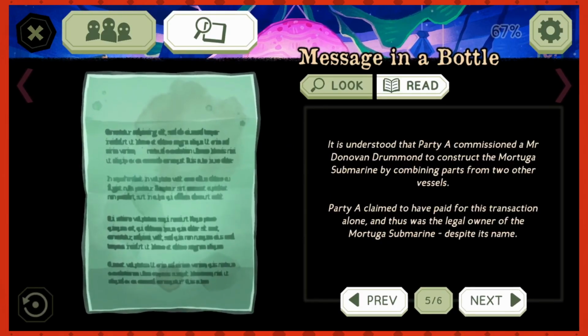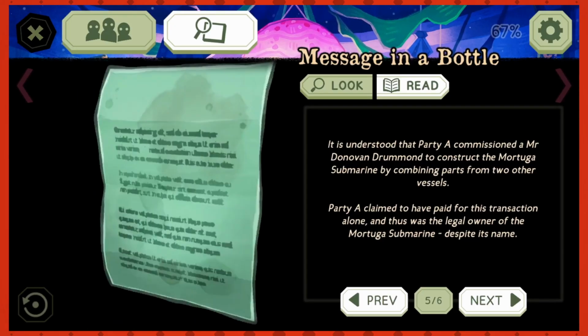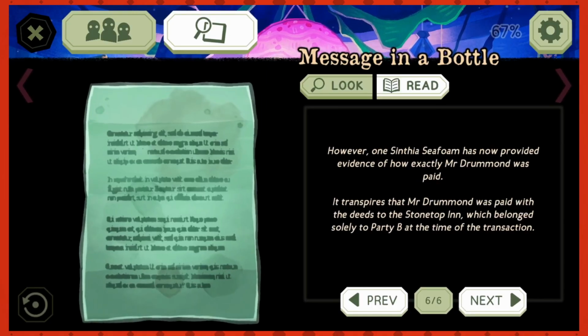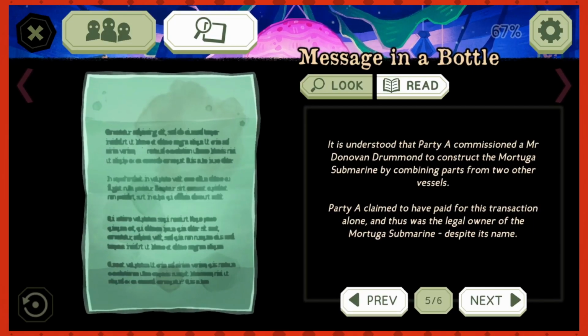There's the drawing. It is understood that Party A commissioned a Mr. Donovan Drummond to construct the Mortuga submarine by combining parts from 2 other vessels. Party A claimed to have paid for this transaction alone, and thus was the legal owner of the Mortuga submarine, despite its name. However, one Cynthia Seafoam has now provided evidence of how exactly Mr. Drummond was paid. It transpires that Mr. Drummond was paid with the deeds to the Stone Top Inn, which belonged solely to Party B at the time of transaction.